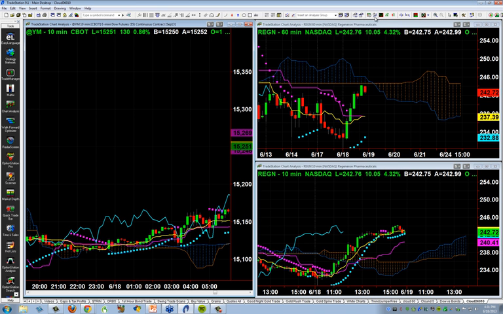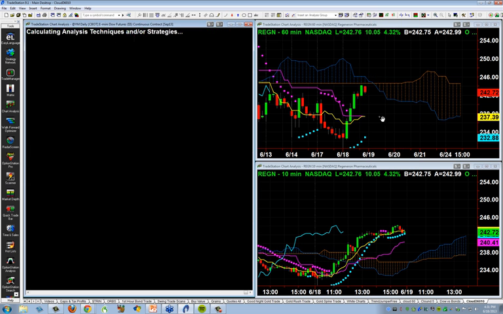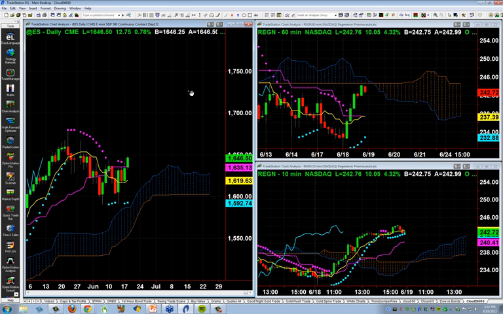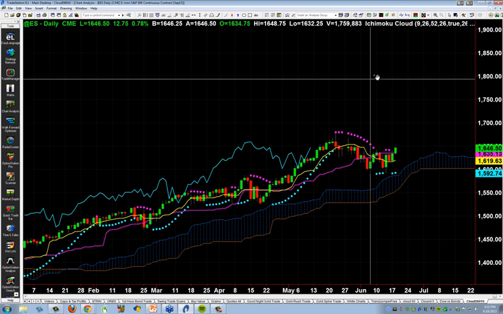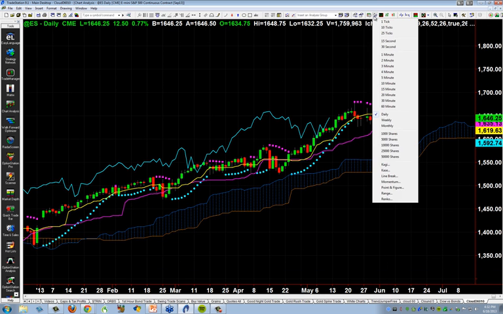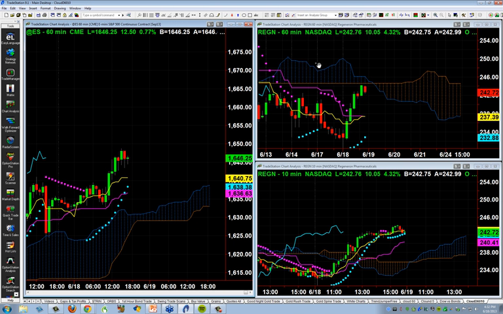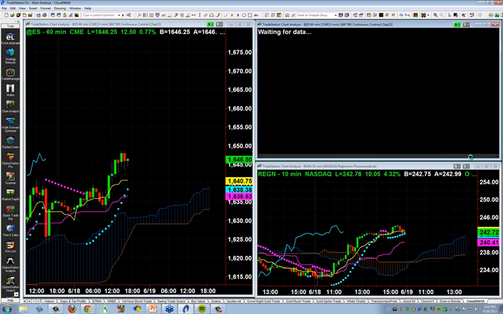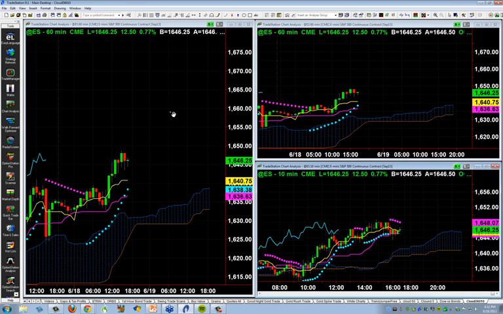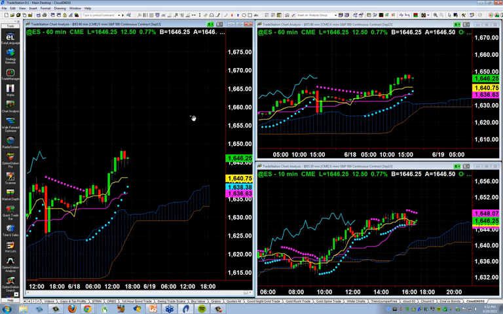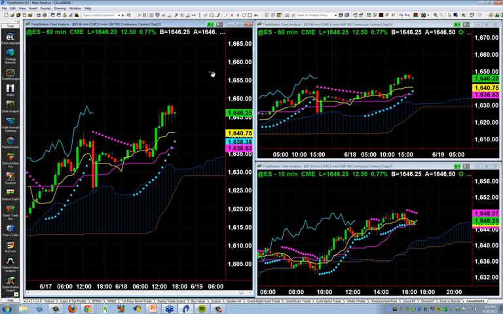Now I'm going to change this back to a daily. Okay, so let's go at ES. ES looks about the same, right? Looks good. If we change this back over to a 60-minute, looks about the same. And the good thing about TradeStation, I can do this all at once. I can tie all these windows together really quickly and do multi-time frame analysis. There's the 60, and here's the 10. So we can say that the Dow looks good, the S&P looks good.